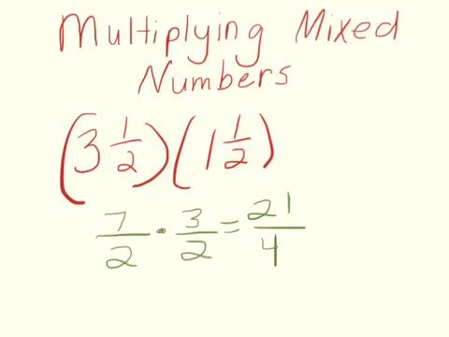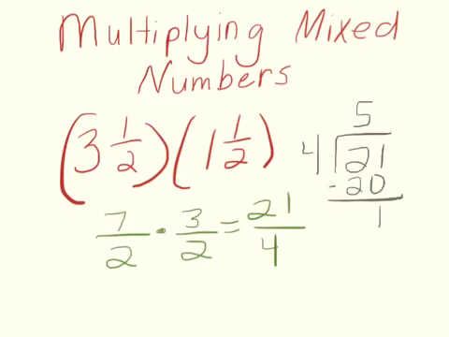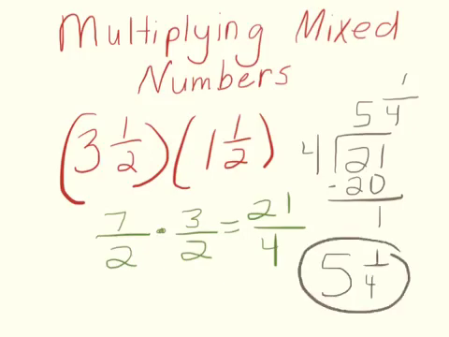So to do that, I'm going to take this improper fraction and I'm going to divide. So I'm going to say 21 divided by 4. It goes in 5 times. 5 times 4 is 20. I subtract and get 1 left over. So this number here becomes my numerator, and this number here, the divisor, becomes my denominator. So the answer is 5 and 1/4.